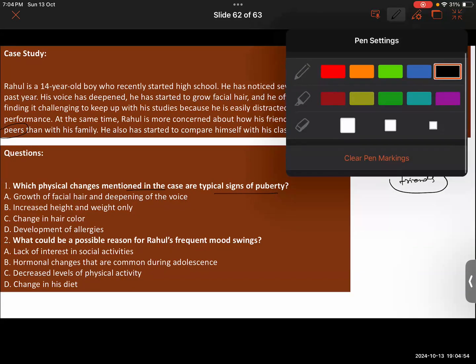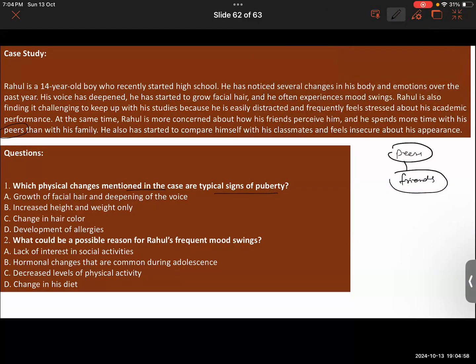Growth of facial hair and deepening of the voice. Okay, Chakrika, what about you? Gauri and Roni? Same, sir. Same? Very good.